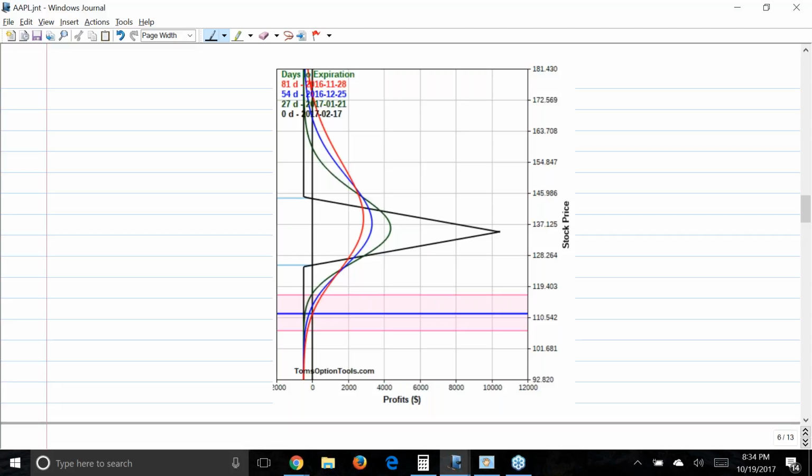Now, how do I prove it to you? Well, I need to show it to you by doing a comparison. So what I've done here is you can see there's a 1, 2, 3 leg trade. Whenever you have a change in direction, you've got another leg.